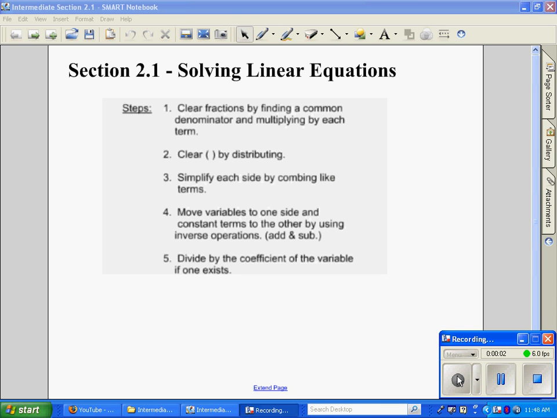Section 2.1 is solving linear equations. Below are a list of some steps that will help you in the process when we're solving for variables. We're going to clear fractions, then we're going to clear parentheses by distributing. We're going to simplify by adding like terms. We're going to move variables to one side, constant terms to the other, and then divide by the coefficient of the variable if one exists. So here's just some steps that may help you if you get lost along the way.